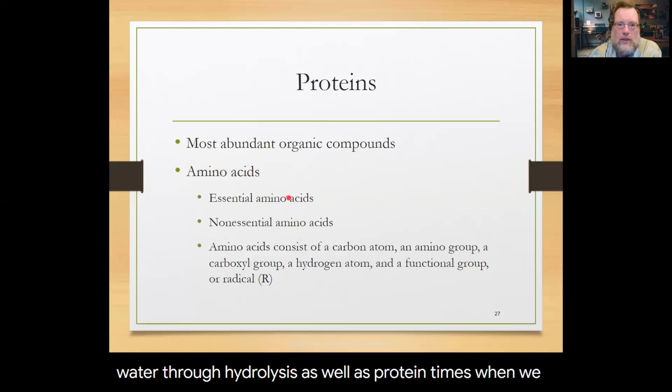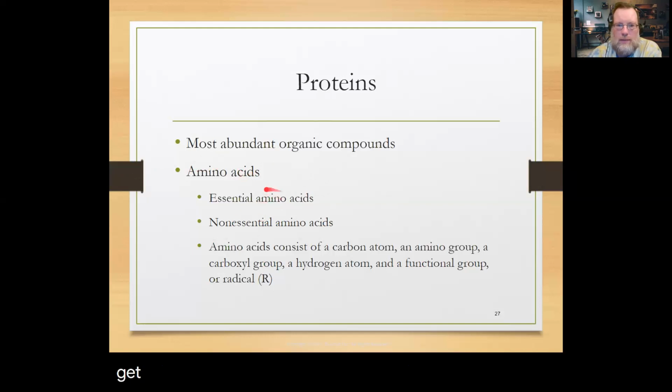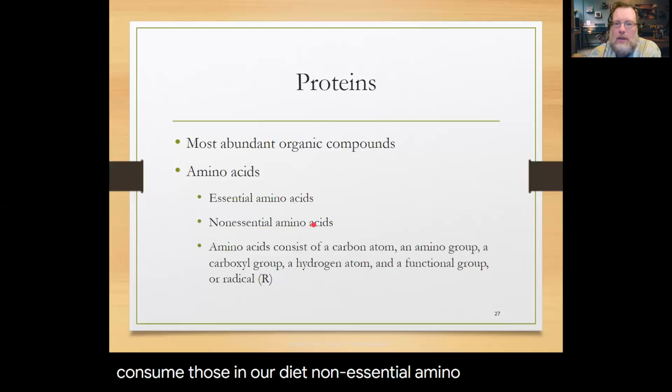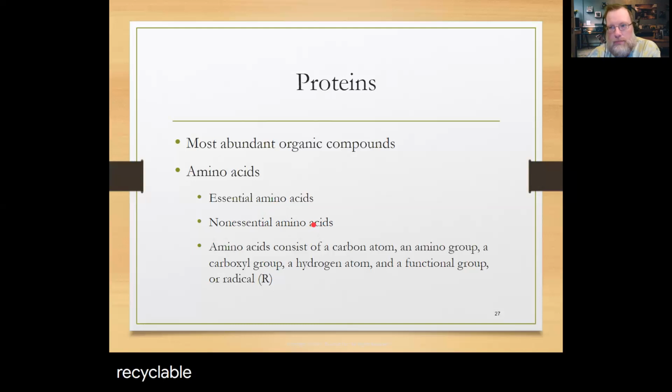When proteins are broken down in the digestive system, we're forming amino acids. Essential amino acids are amino acids that cannot be recycled in the body. We need to consume those in our diet. Non-essential amino acids are recyclable. There are roughly 20 different amino acids total. Roughly half are essential and the other half are non-essential.